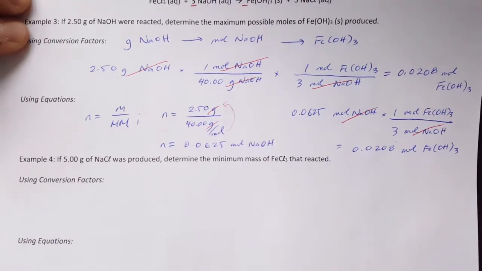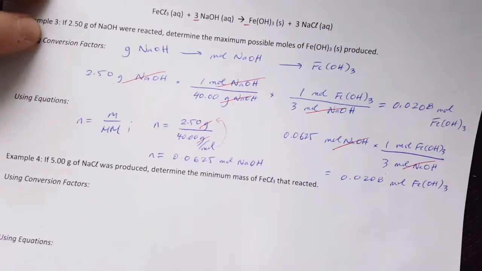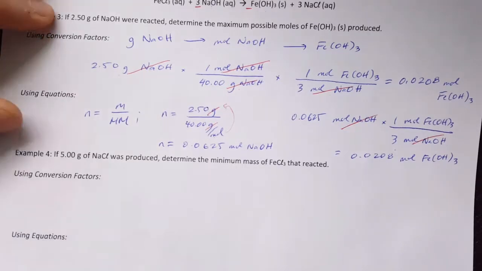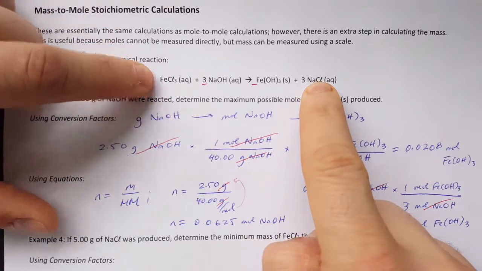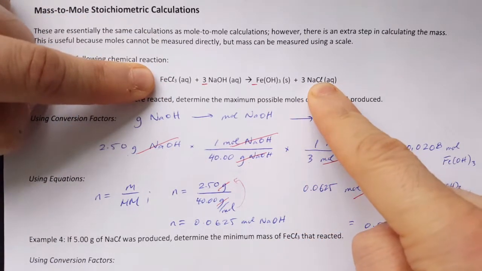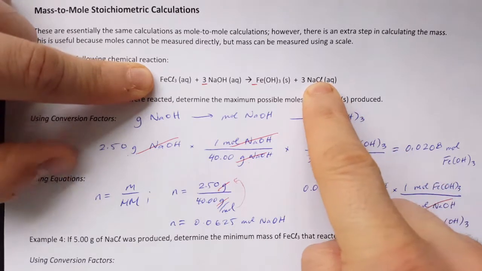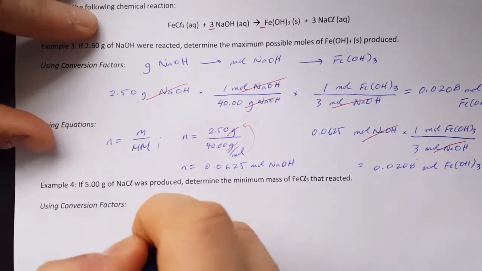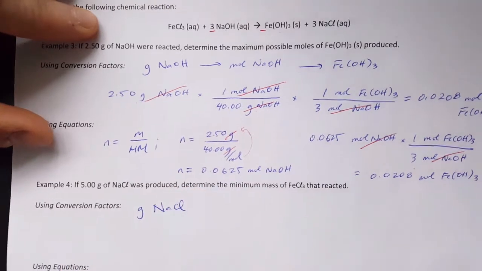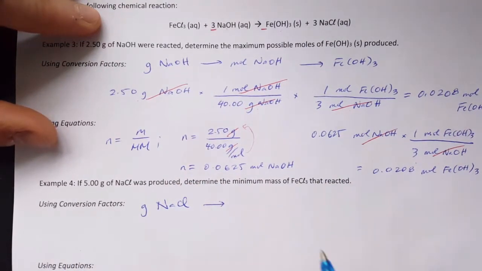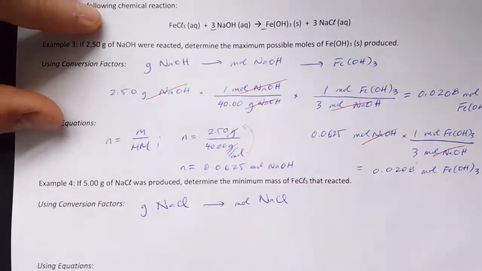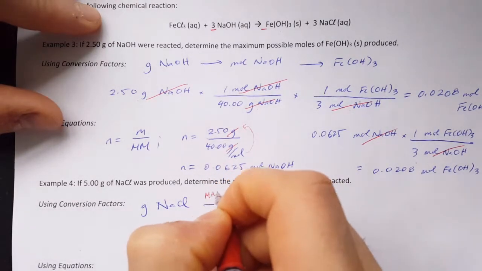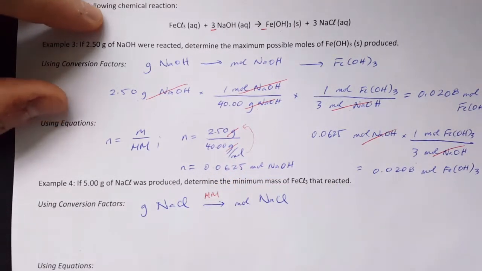Okay, final example here. If 5 grams of sodium chloride was produced, determine the maximum mass of iron 3 chloride that reacted. Okay. So now I'm going backwards. I'm starting with grams, and they want me to go to grams of iron 3 chloride that reacted. So, as you know, we start with grams of sodium chloride, and to use stoichiometric ratios, I need to be in moles. So I'm going to go from grams of sodium chloride to moles of sodium chloride, and to be able to do that, I need to use molar mass. If you want, you can write what you need to do over the arrow.